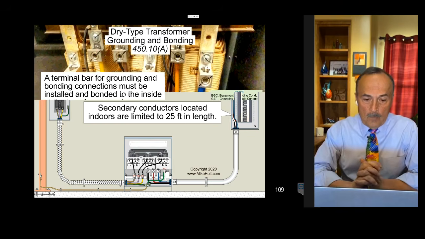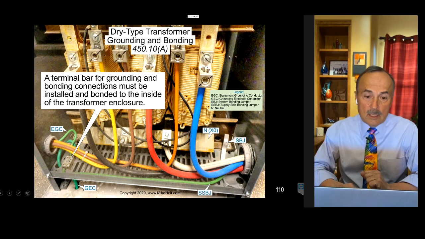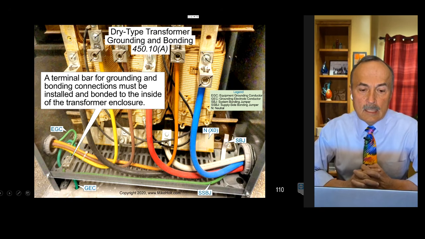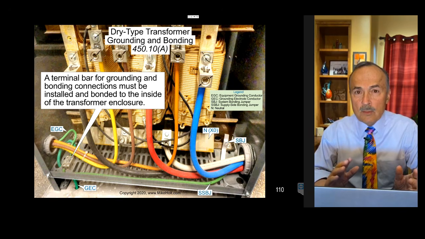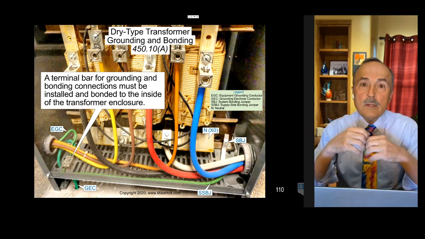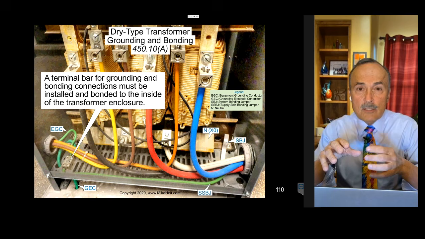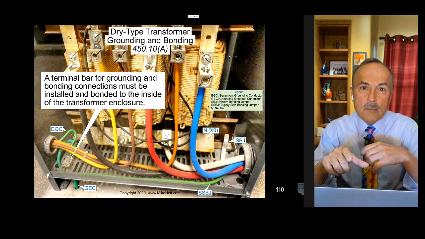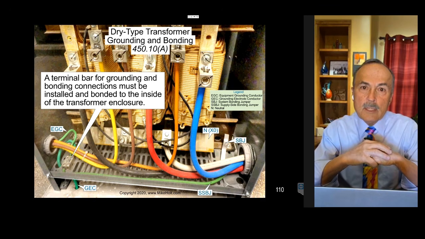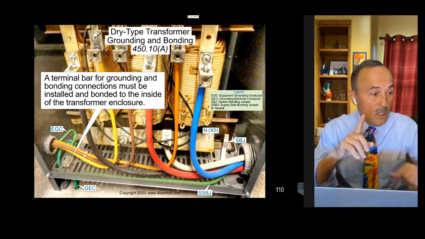All right. What are some of the rules on transformers? Well, 450.10(B) tells us a terminal bar for grounding and bonding connections must be installed and bonded to the inside of the transformer enclosure. Probably today, if not all transformers, they're going to come with an equipment grounding terminal bar built in, or maybe as a kit or as an add-on. In the past, electricians had to drill a hole and get an equipment grounding bar and put it in there and maybe grind off some of the paint that was on there, 250.12 about making a good electrical connection. Talking about 250.12.